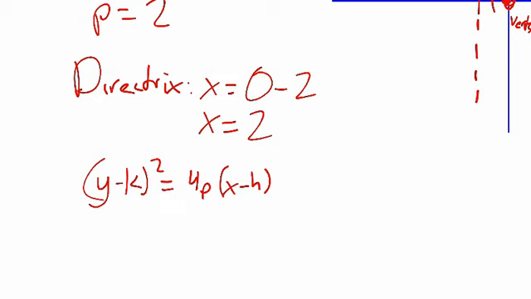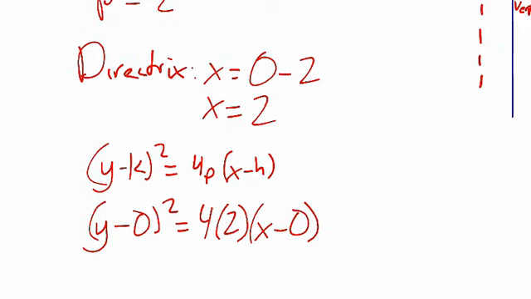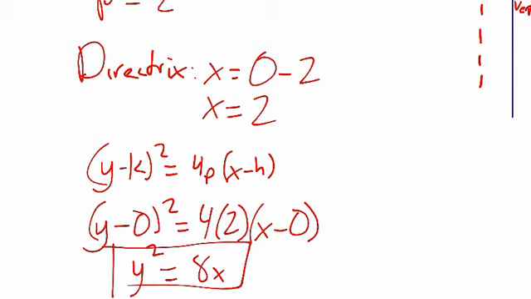Now plugging in what we know, the k value is the y value of the vertex, so we have y minus 0 squared equals 4 times our p value, which is 2, times x minus our h value at our vertex, 0. Cleaning this up, we get y minus 0 squared, that's just y squared, equals 4 times 2, which is 8. x minus 0 is x, so this just ends up being y squared equals 8x. That is the equation for this sideways facing parabola.